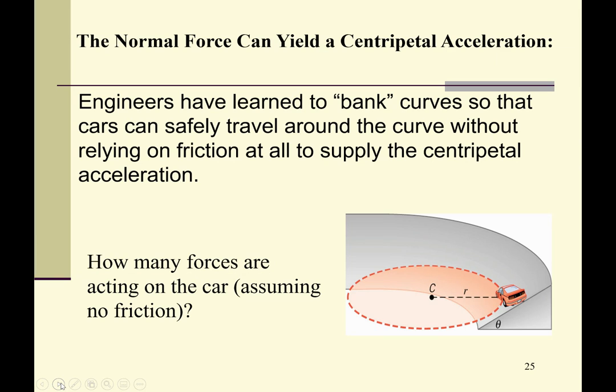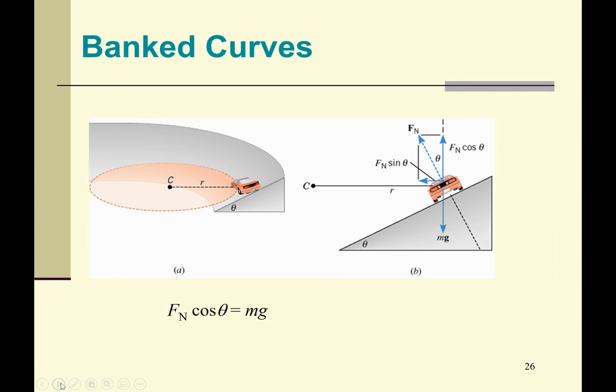So how many forces are acting on the car, assuming that there's no friction? Well, we have our mass times gravity, so our weight going down, okay? And then we also have our normal force. So our normal force cosine theta, here, because look, our weight is going straight down and our normal force is coming straight out here. And this is where our theta is. So our normal force cosine theta equals mass times gravity.